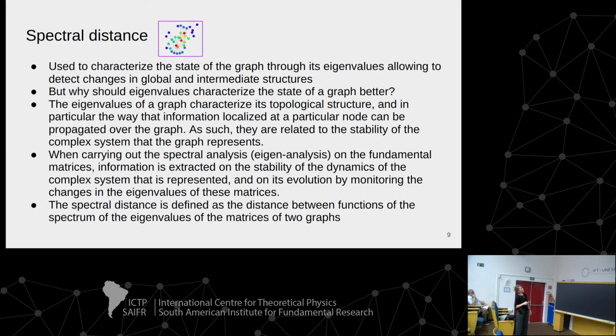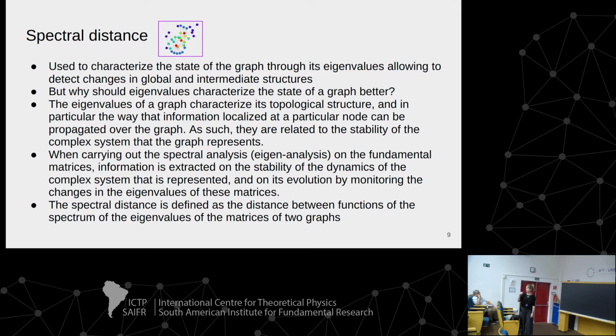And then, of course, the spectral distance characterizes the state through these eigenvalues. So I take the eigenvalues of the matrix to detect the changes in global and intermediate structures. So why should these eigenvalues characterize the state of a graph? Because the eigenvalues characterize its topological structure, and in particular, how the information is localized at a particular node and how it can propagate.